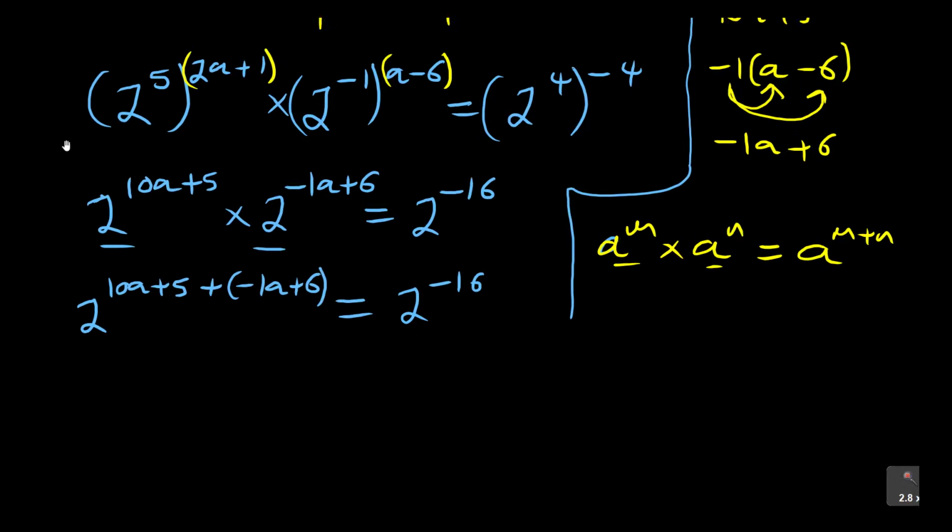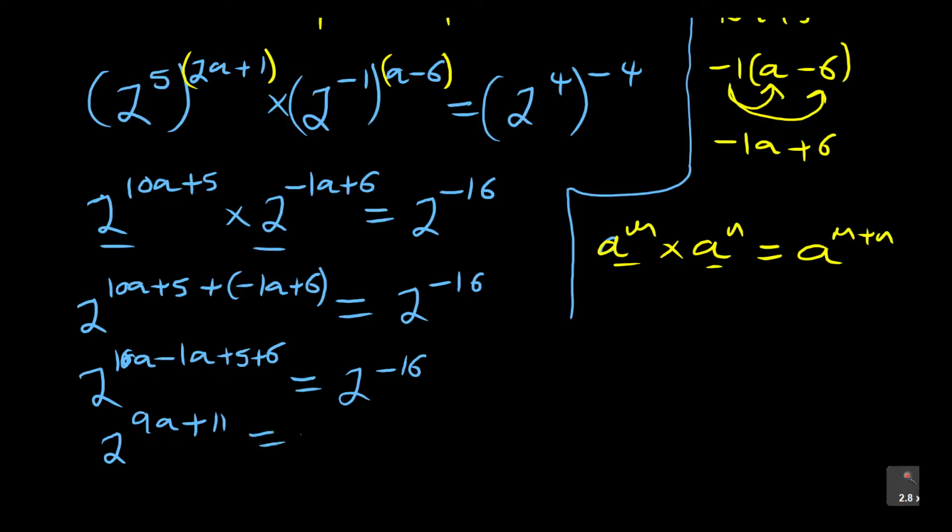That's what you're using. You can simplify this to say collect like terms, which is 10a minus 1a plus 5 plus 6 is equal to 2 to the power negative 16. So collecting like terms, 10a minus 1a is 9a, plus 5 plus 6 is 11, is equal to 2 to the power negative 16. Then at this stage you wrap it up.